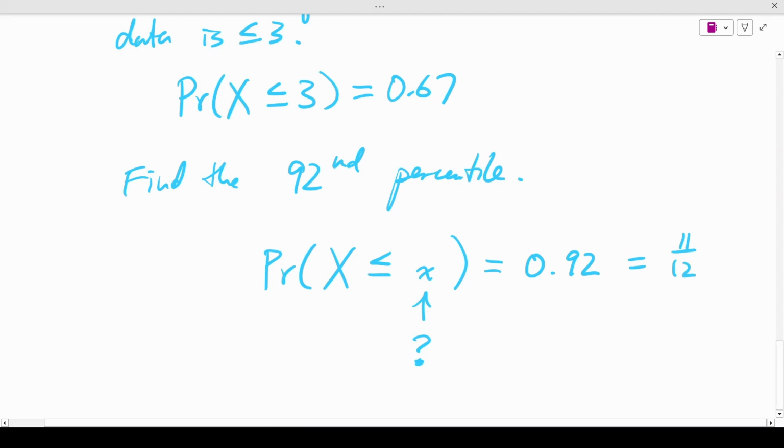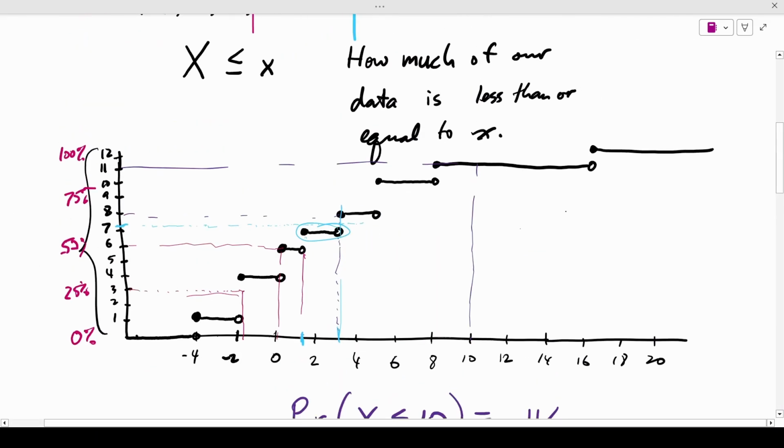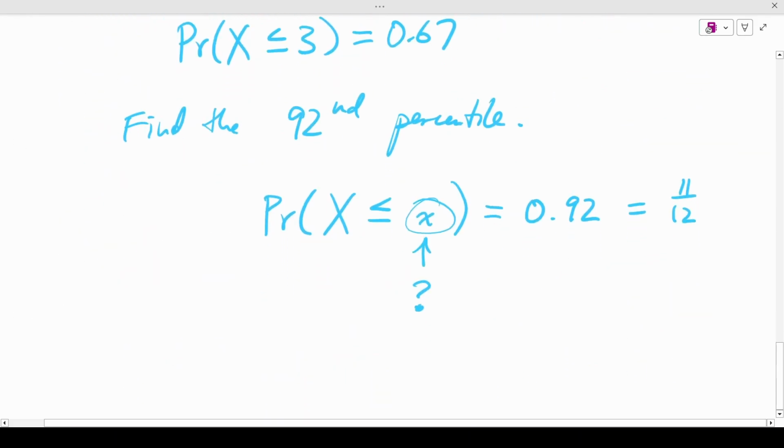So in other words, we want to see at what point 11 out of our 12 data points fall below. If I come up here, take 11, and come across, this is the point, 8. So we know that the 92nd percentile is 8 because 92% of our data is 8 or less. Okay, that's a percentile.